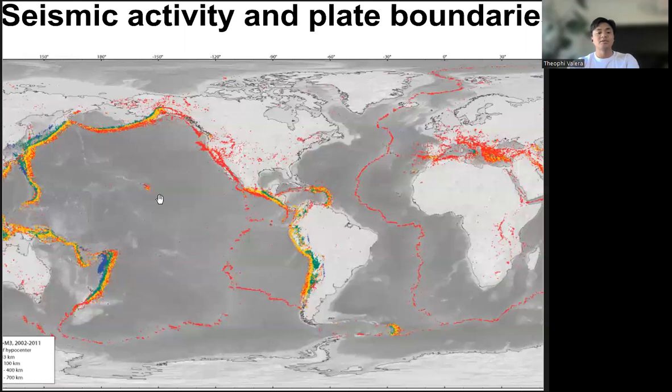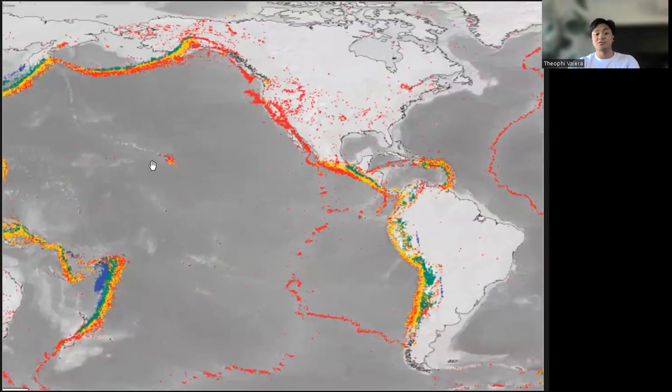Of course, there are areas na out of nowhere biglang may volcanoes like this in Hawaii. This is actually the area of Hawaii, and ito naman ay related to the volcanic activity, as you can imagine. So if you have magma rising to the surface, the magma or the molten material basically pushes against the surrounding rocks, and as it pushes against the surrounding rocks, it generates earthquakes.